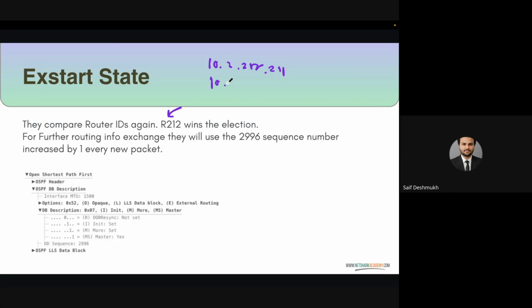10.2.255.211 and 10.2.255.212. Which one is the higher router ID? 212 is the higher router ID. Automatically, this one becomes the master and the other becomes the slave. For further routing information, remember that 212 presented this sequence number.